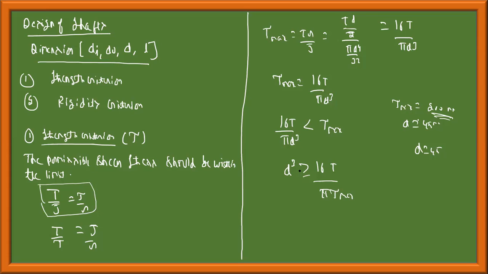But this is how, when you are doing machine design 1 or 2, this is what we'll use. d cubed greater than or equal to 16T by pi tau max. The diameter should be at least equal to or greater than this inequality, 16T by pi tau max. Next, rigidity criteria. As soon as I say rigidity, in your mind it should be a picture like I'm talking about the deformation. That is theta.